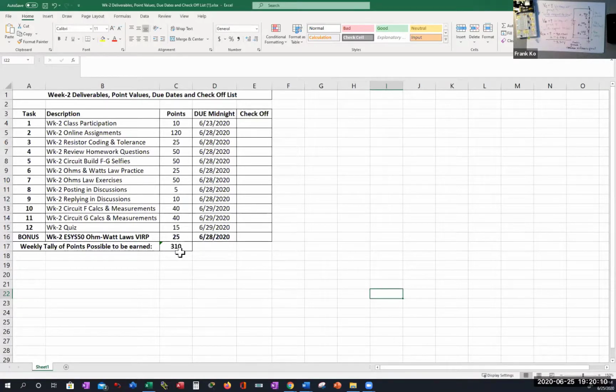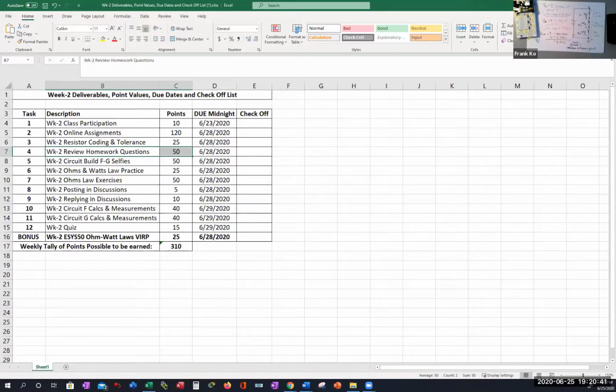You happen to have this week 280 points possible, and there's a 25-point bonus exercise which you will find in Canvas. That is completely optional, but if you play with that particular one for extended VIRP calculations, that's worth an additional 25 on top of your 280, but all your deliverables are pointed out here. On your online assignments, the biggest point one is the 120 points there, so don't miss out on that. But you have 50 points of homework questions, review homework questions.